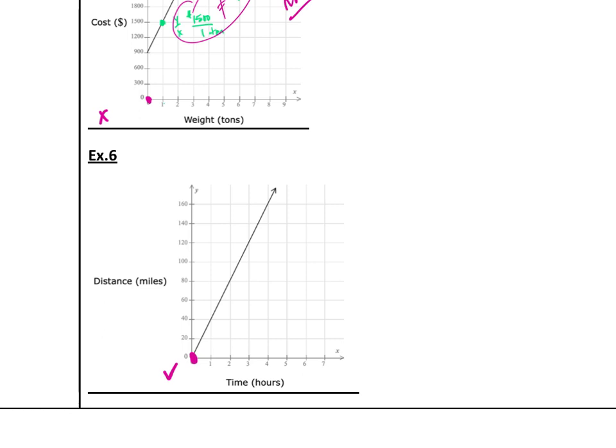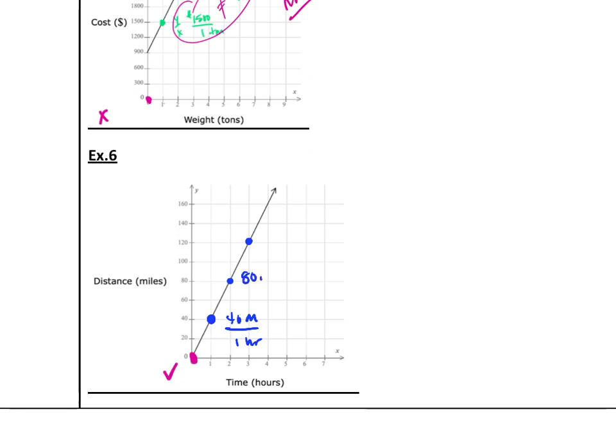Now we're going to check, right? So we're going to look at this and we're going to say, let's look at these points, this point, and this point, okay? We're going to test them to see if they're proportional. So if I look, this is 40 miles in 1 hour.